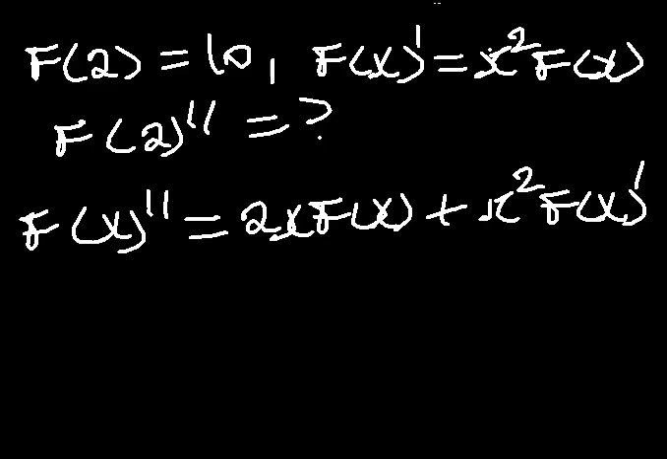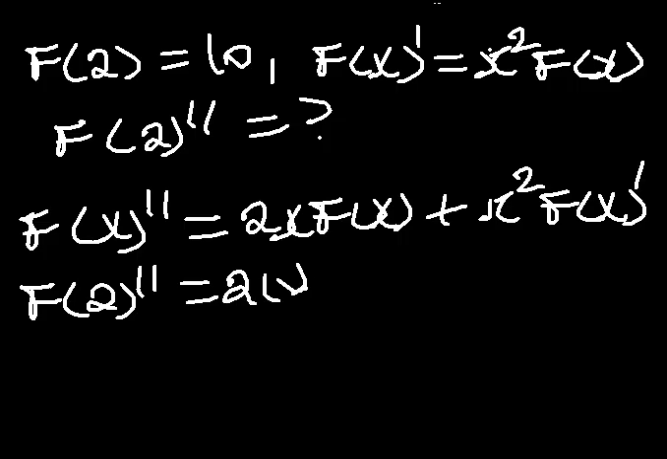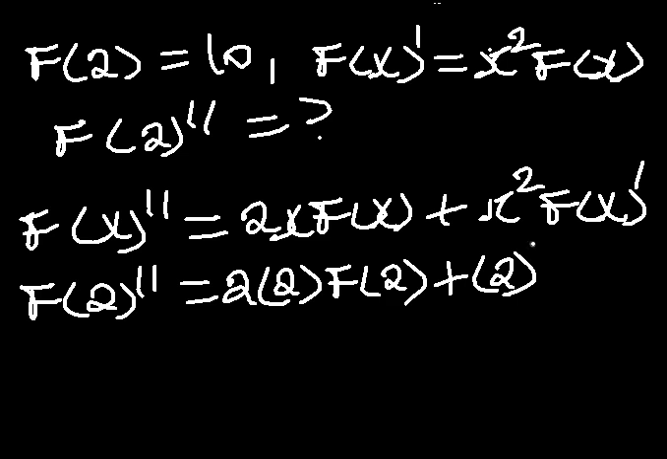Then we need to understand that we're looking for f of 2 double prime. That is to say, wherever there is x, we're going to put 2. So in this case, we'll have 2 times 2 times f of 2, plus 2 to the power 2 times f of 2 prime.